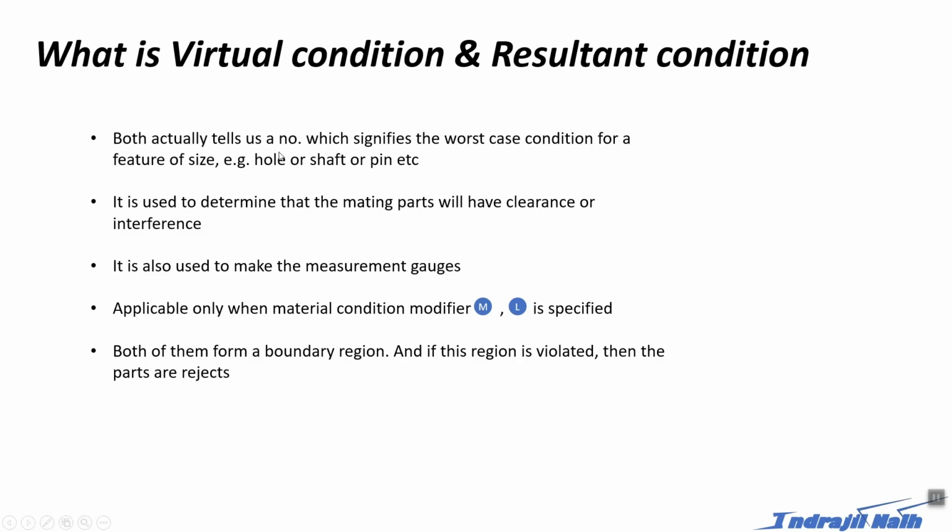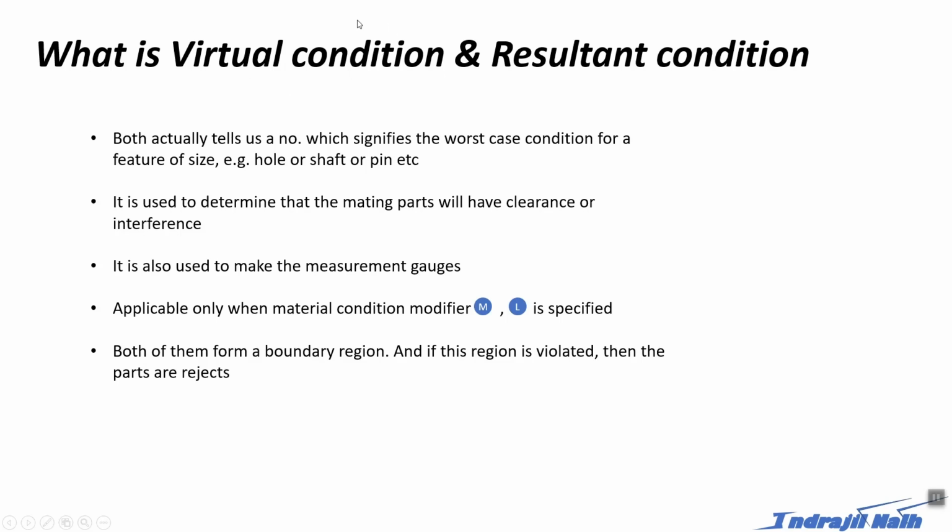Both actually tell us a number which signifies the worst case condition for a feature of size. These are the conditions which tell us the worst case scenario for the size of the hole, shaft and the pin. It is used to determine whether the mating parts will have clearance or interference. It is also used to make the measurement gauges.